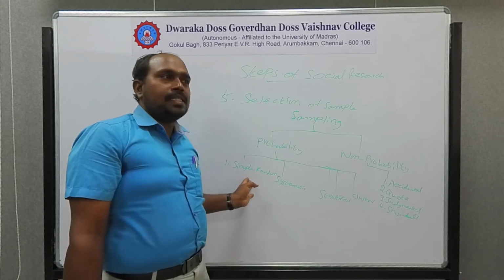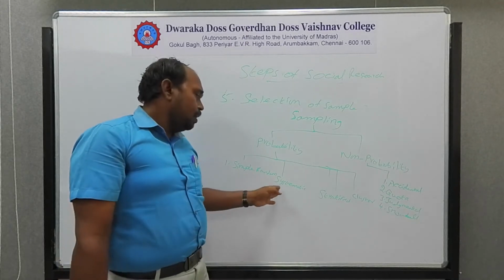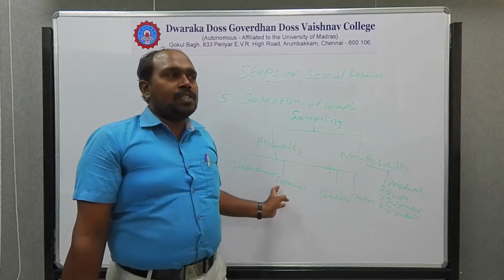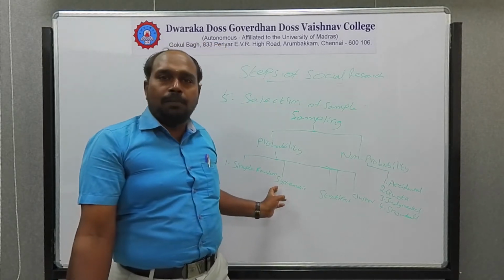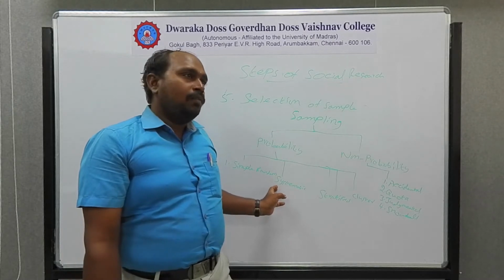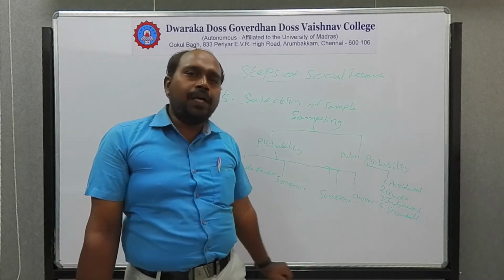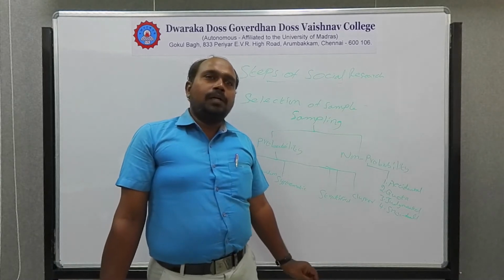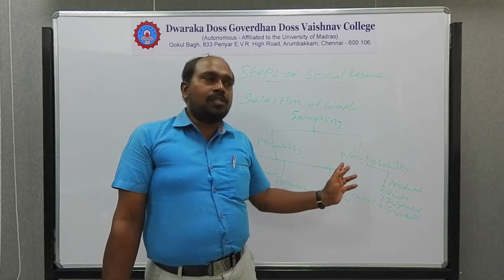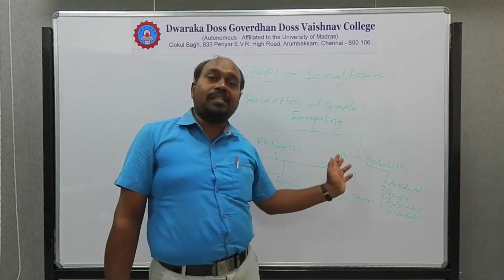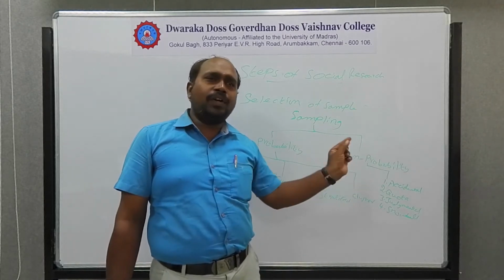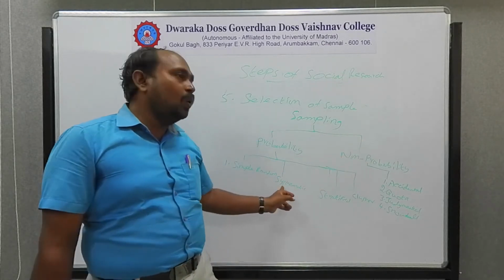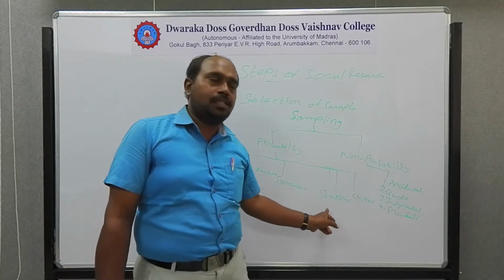Randomly you will select the sample from the total universe. Systematic sampling method is you will select a number through simple random sampling method. For example, if there are 1000 students studying in a college and you want to select 100 students, then every 10th student is your sample. So systematically you go for 10, 20, 30 like that.